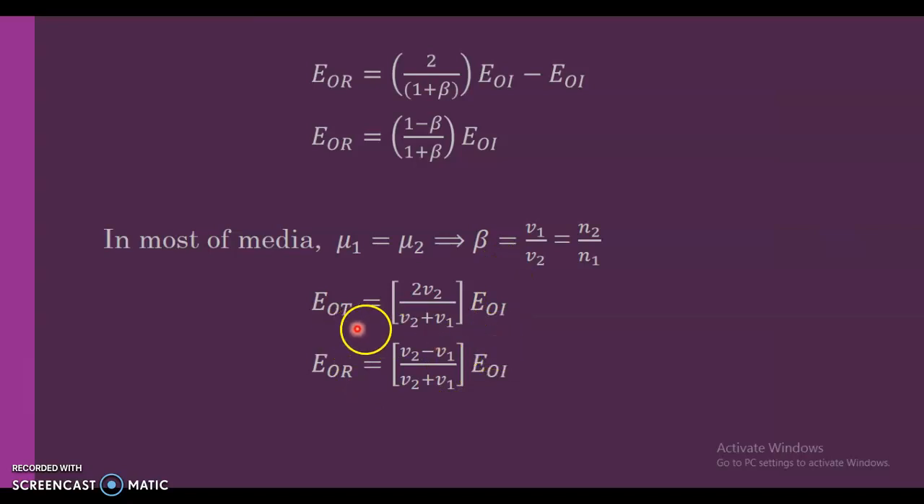In the same way, we can also write E0t and E0r in terms of E0i. That is, E0t is equal to 2v2 divided by (v2 plus v1) into E0i, and in the same way you can also write E0r is equal to (v2 minus v1) divided by (v2 plus v1) into E0i.